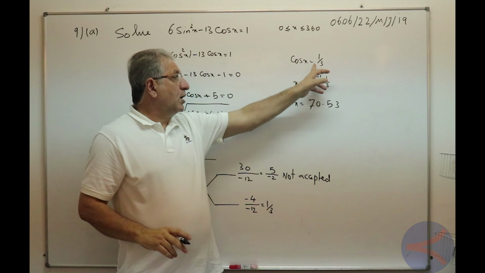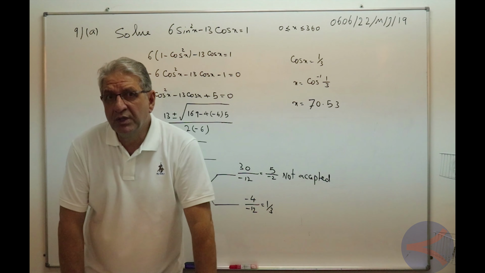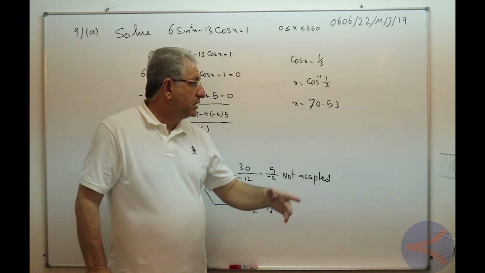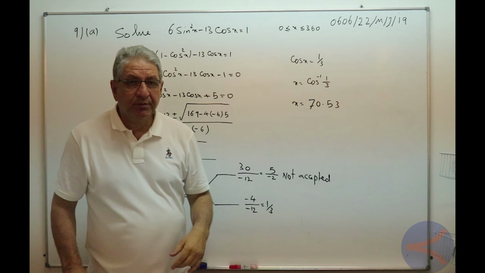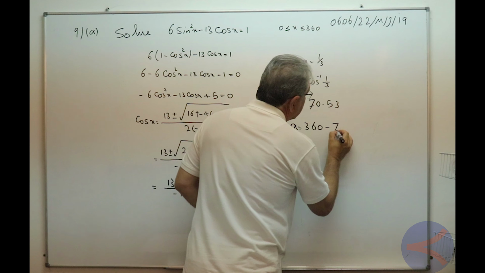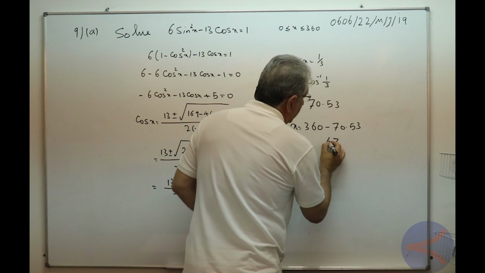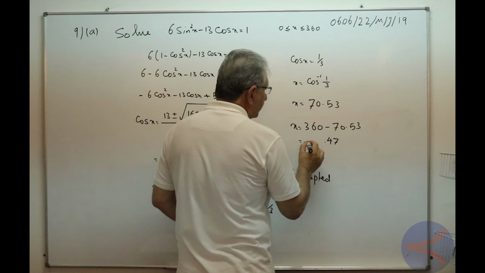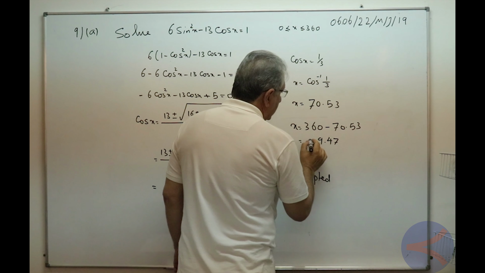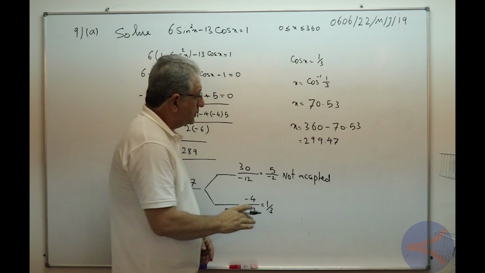You know that cos is positive in the first quadrant and also in the fourth quadrant. This is in the first quadrant. Therefore another answer is in the fourth quadrant. So the other answer will be x equal to 360 minus 70.53, which will be equal to 289.47.